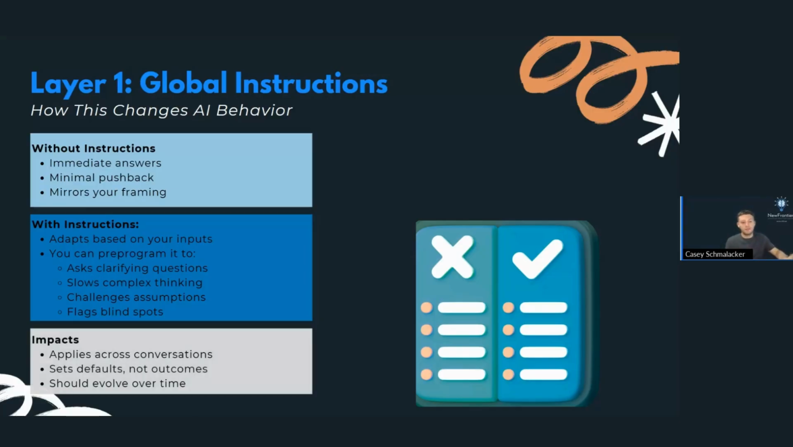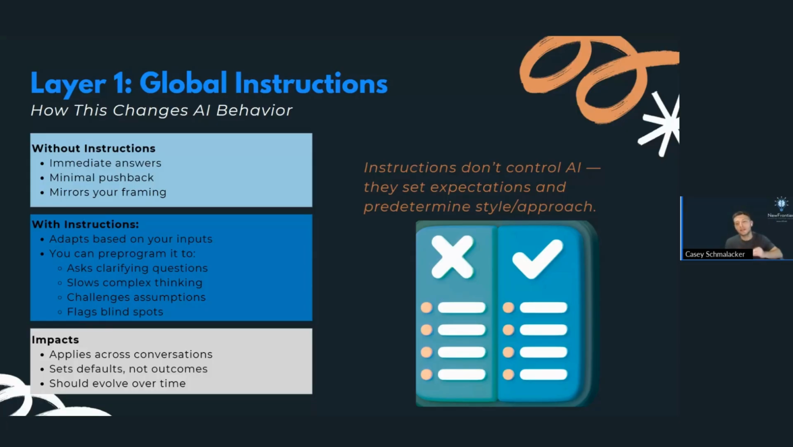The impacts from using this is that it applies across all conversations, all new conversations. It sets these defaults, doesn't necessarily impact all of the outcomes, but how it develops outcomes, how it develops responses, gets default behaviors. And this should evolve over time. And I will share one of my examples on this. So the instructions aren't necessarily controlling AI, but they are setting expectations and starting to set up predetermined styles and approaches, base styles and approaches that it takes.